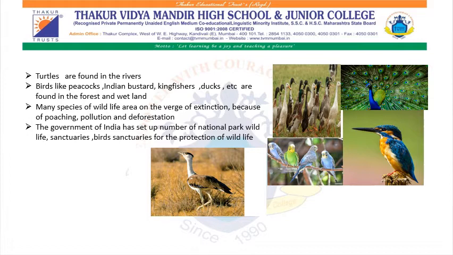Now many species of our wildlife are on the verge of extinction because of poaching, pollution and deforestation. We know that deforestation is taking place in our country due to many reasons. People cut down the forest for firewood, for shelter and for construction of roads and railways. At many remote places, shifting agriculture was being carried out, due to which tribal people, when they shifted from one place to another, cut the forest and cleared the land for agriculture.